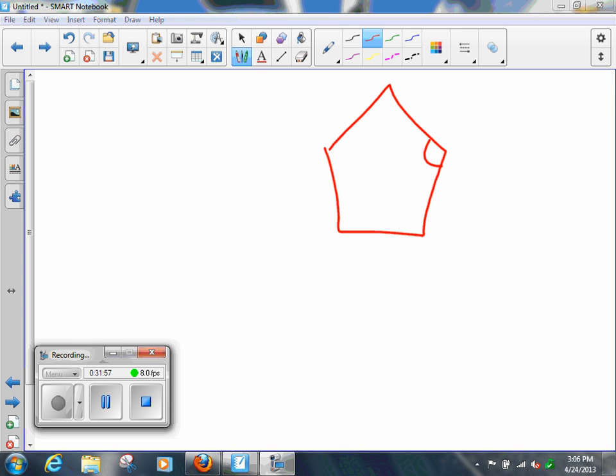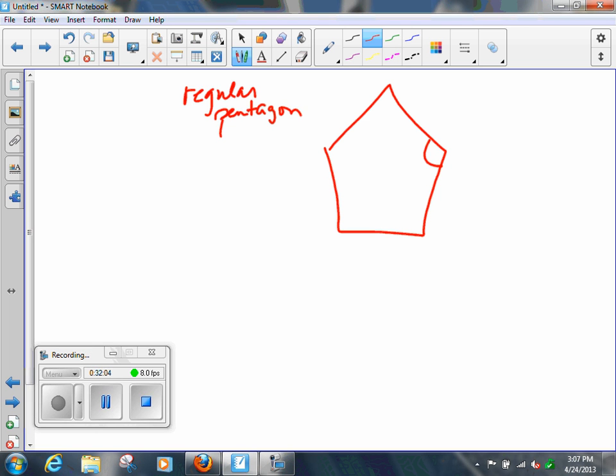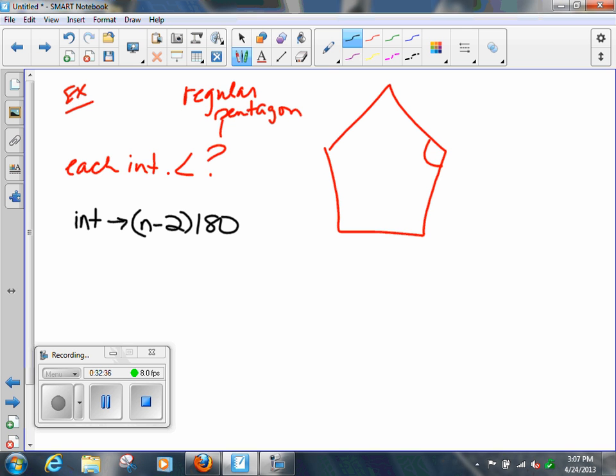It says that Harry is making a sign in the shape of a regular pentagon. What's the measure of each interior angle of the sign? Folks, what do I need to do? What number am I going to put in here? It's a pentagon, 5 sides, which is 3 times 180, which is 540.